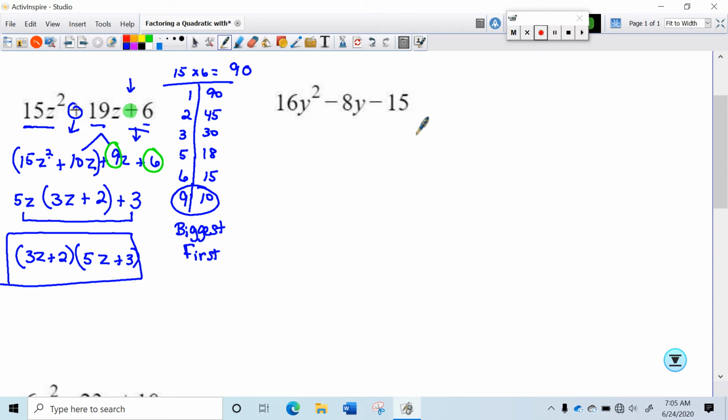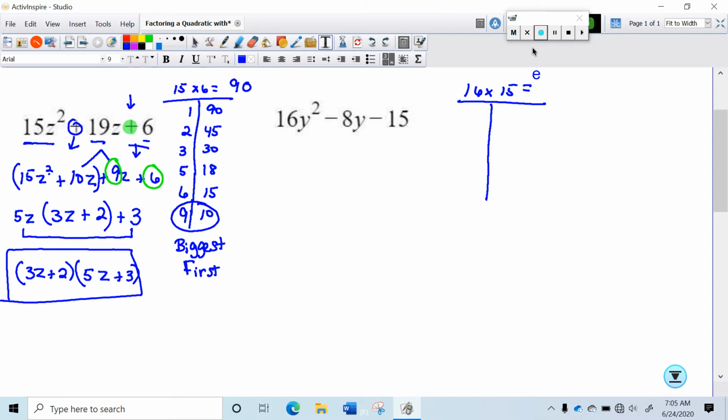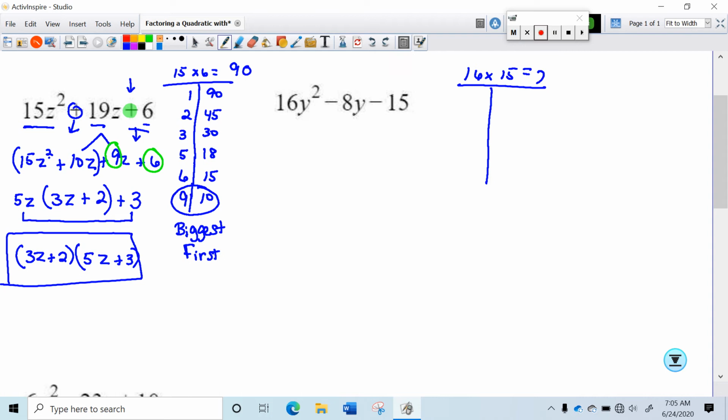So again, here's what I did. First times last. And sometimes you do need a little calculator to help you out on this. So 16 times 15 is 240. I want the factors of 240 that when I subtract them equal 8. So I'm going to start dividing.